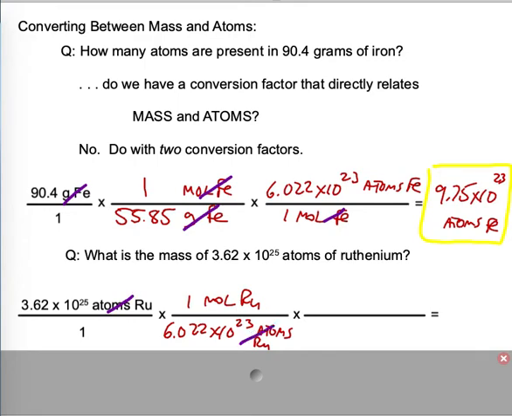Now I can use the molar mass from the periodic table to convert from moles of ruthenium to grams of ruthenium. So I'll multiply by 101.07 grams of ruthenium per 1 mole of ruthenium. Moles of ruthenium cancel moles of ruthenium, and I get my final result, which is 6,080 grams of ruthenium.